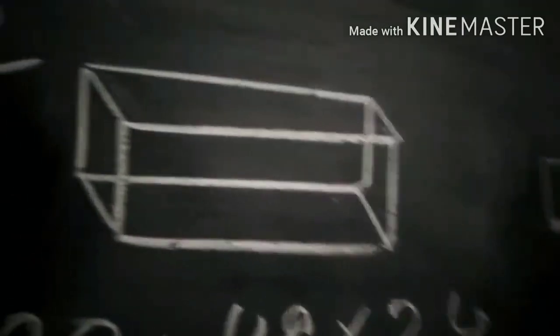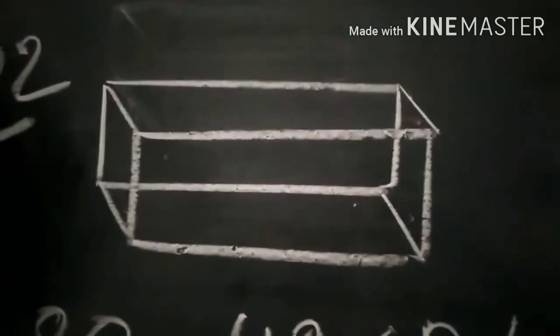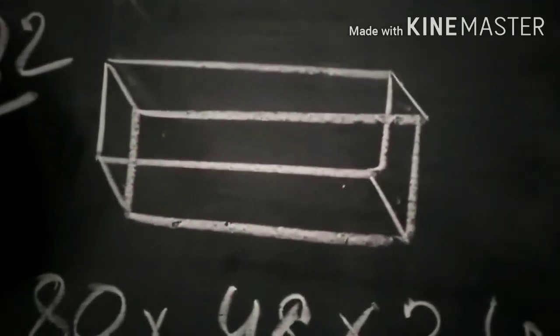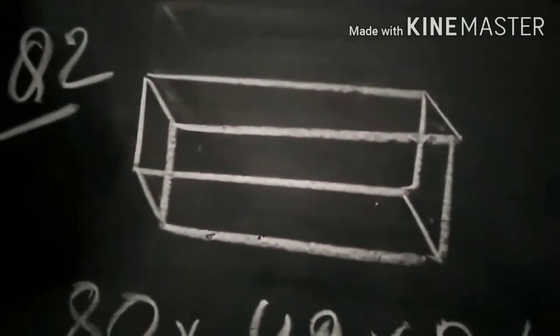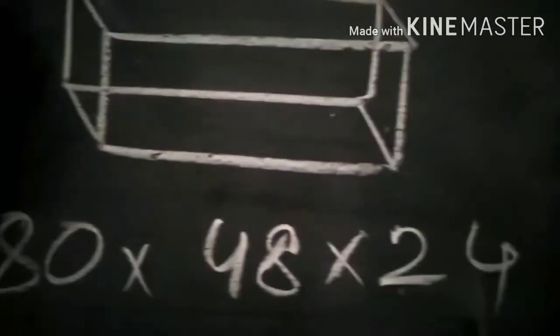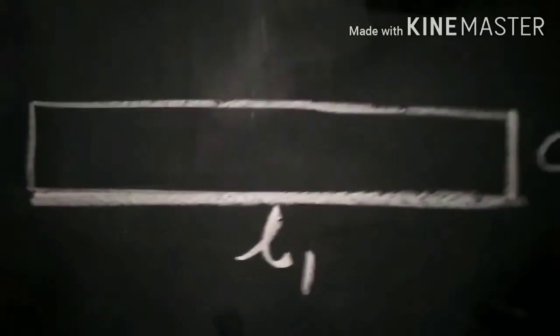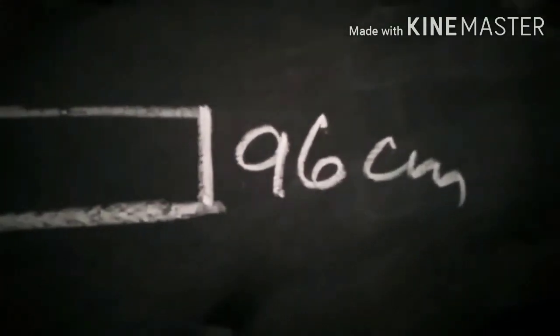Now the second question says that there is a suitcase which is in cuboidal shape and we have to make the cover of that. The dimensions are given as 80 centimeter, 48 centimeter and 24 centimeter. Now this cover is made from a rectangular piece of cloth. So you can see that it is in the form of a rectangle with length and breadth. Width is given as 96 centimeter.